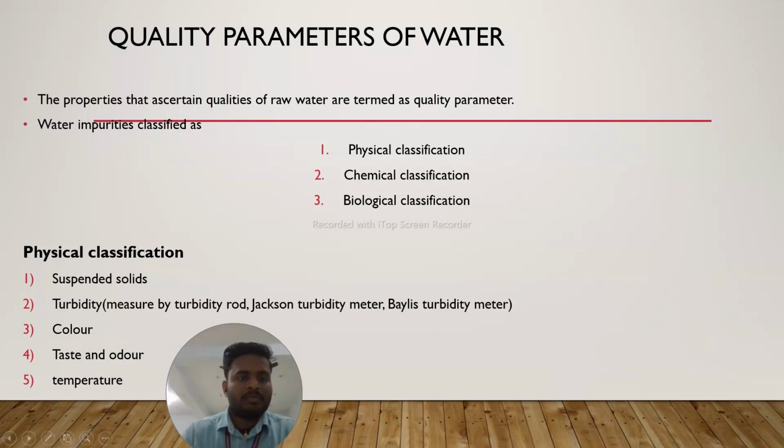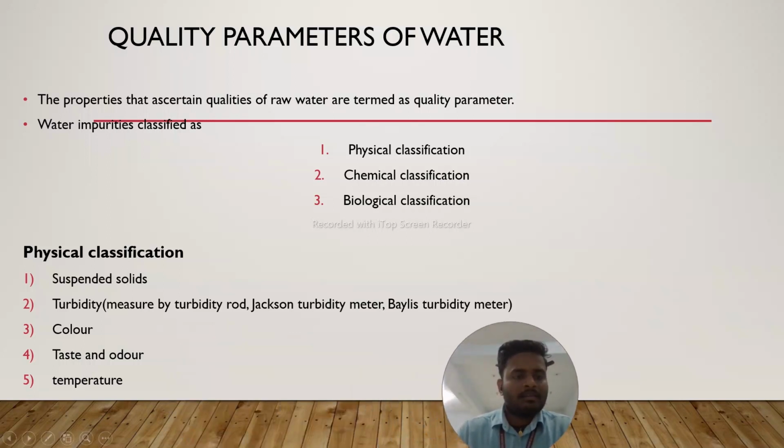These water impurities can be classified into three categories. The first is physical classification, the second is chemical classification, and the third is biological classification. We have to describe these: what is physical classification, what is chemical classification, and what is biological classification.